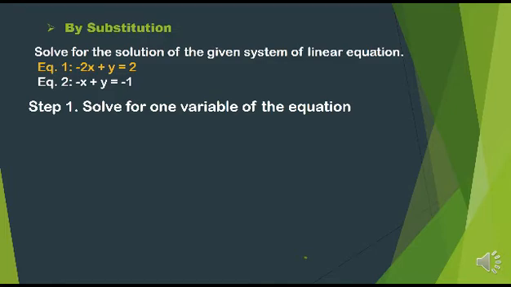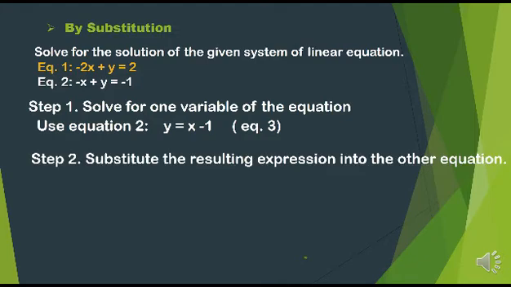Step 1, solve for one variable of the equation. Since we have x and y, we choose which one to use for substitution. We're going to use equation 2, which is negative x plus y equals negative 1. So this will become y equals x minus 1, transposing negative x to the other side. We're going to use this as equation 3.